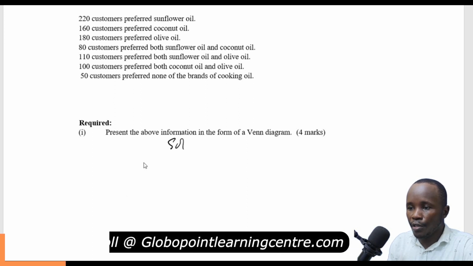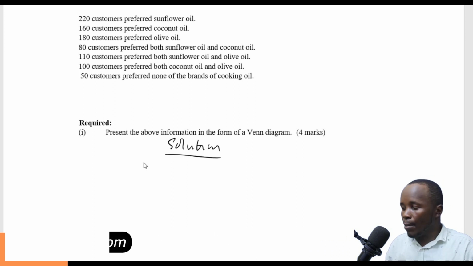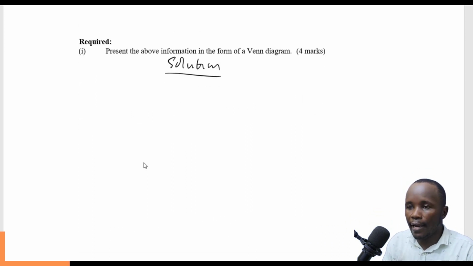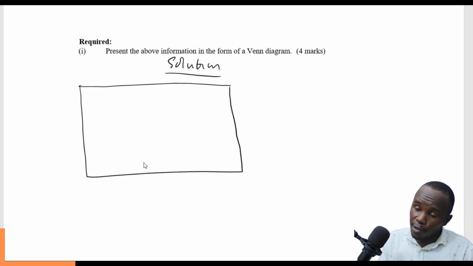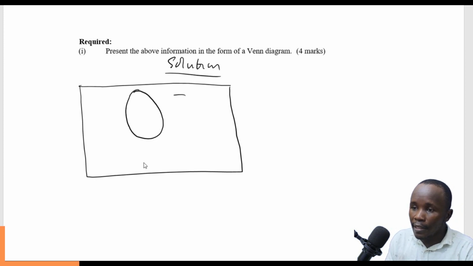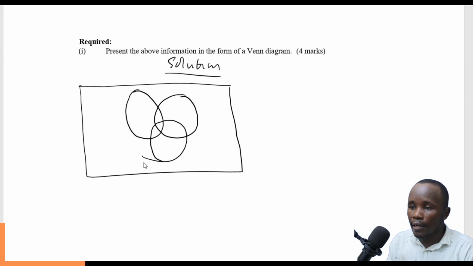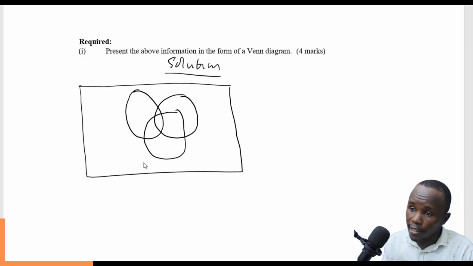So here we have our solution. We need to come up with a universal set. And inside the universal set, we have 3 sets. These 3 sets must be crossing each other. I hope this is clear.